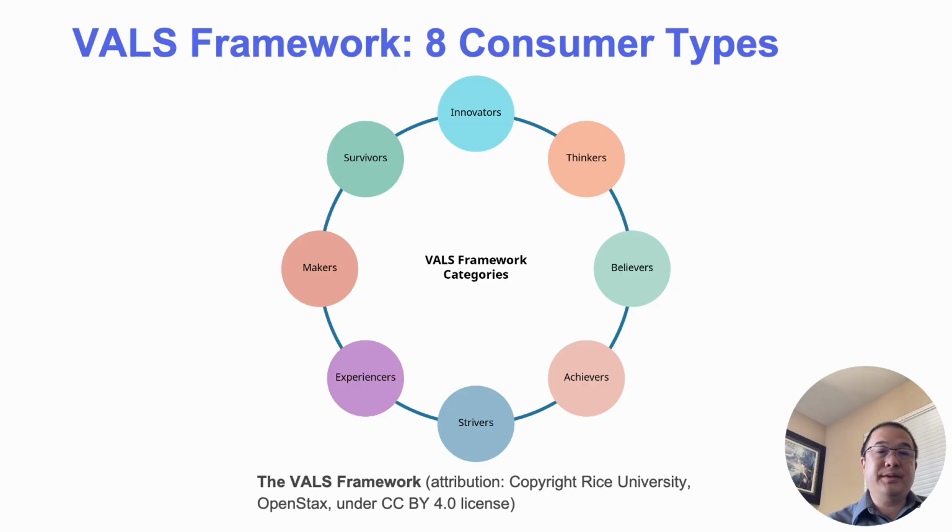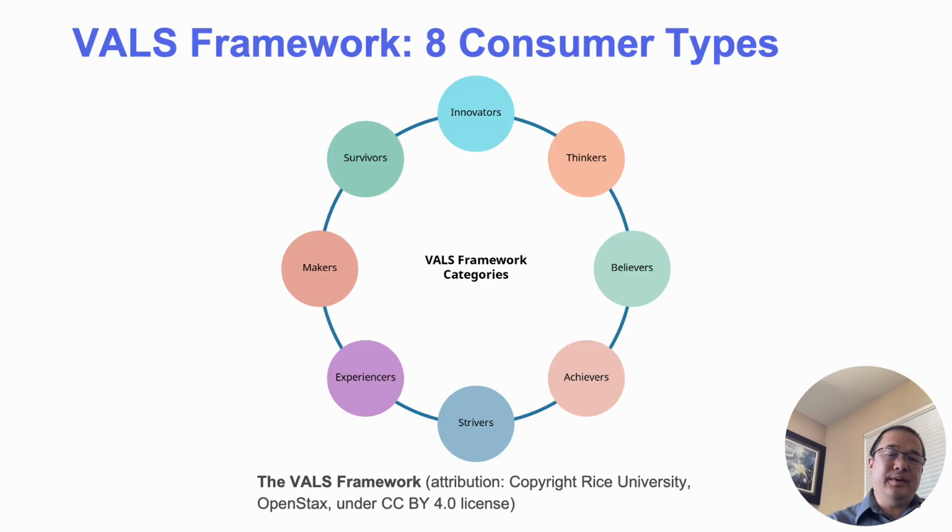Number 7, makers. The characteristics are they're practical, independent, enjoy building or fixing things. The buying behavior is they buy functional products. Examples include power tools and home improvement supplies.